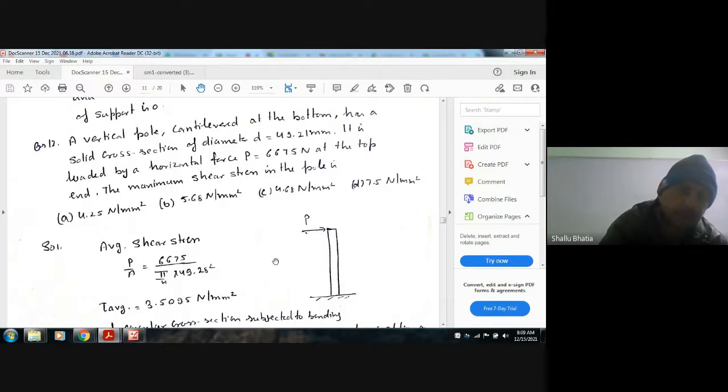Now the average shear stress, if we do not consider the bending, will be the load divided by the area. The load is 6675 Newton for the pole. As length is not given, this is the average shear stress.